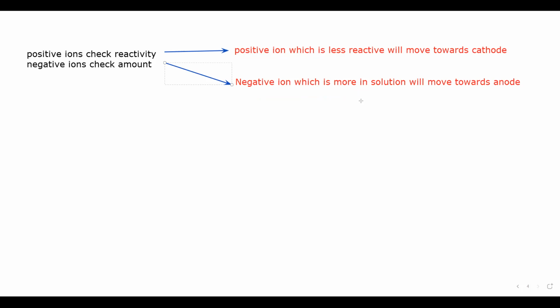Now I will give some examples. I just want you to recognize the ions and state which one will move towards the anode and which one will move towards the cathode. I'm starting with the same example. We have aqueous concentrated sodium chloride.